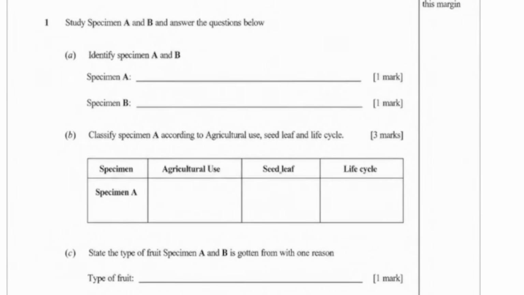So at any point it is too fast for you, you can pause the video, write down the elements, and we move as we continue. So let's go to the first question. Study specimen A and B and identify the questions below.